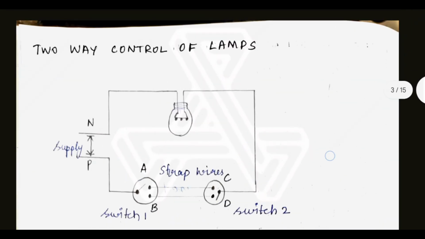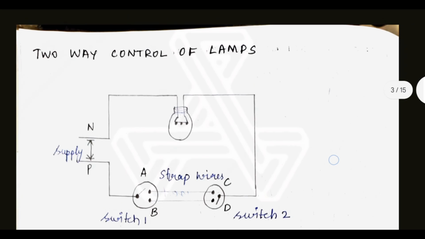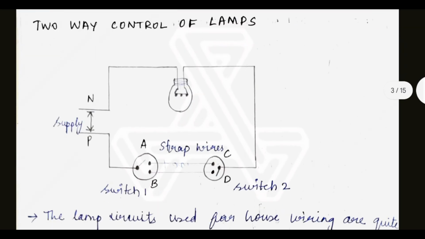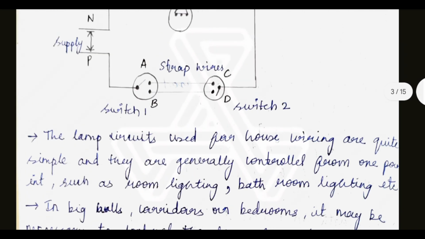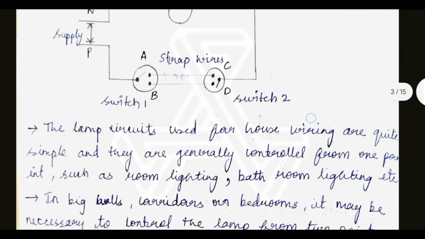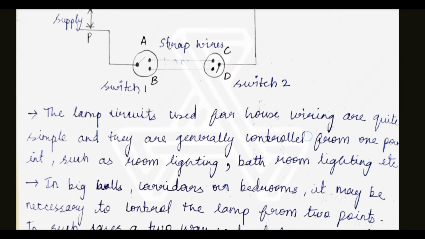Two-way control of lamps. Supply, bulb, strap wires, B and D, switch 1 and switch 2.